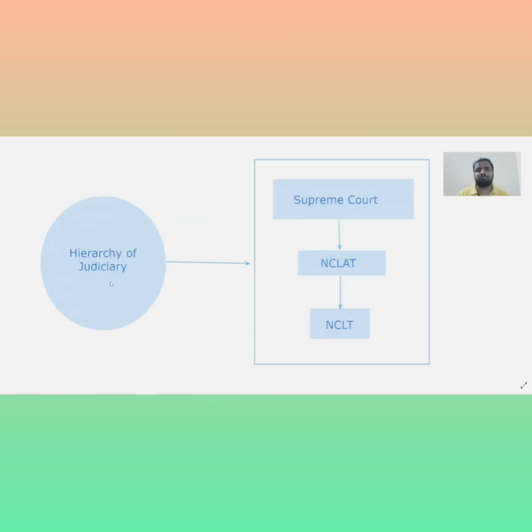Hierarchy of judiciary. As you see on the screen, the first one is the Supreme Court. Under the Supreme Court comes the NCLAT. Under the NCLAT comes the NCLT. Now, let me take you back to school. You and your friend had a dispute. Where would you go to resolve? To the teacher. So your teacher becomes your NCLT.